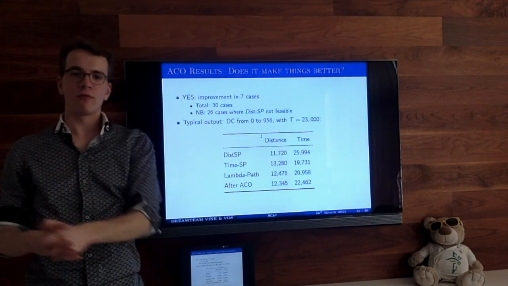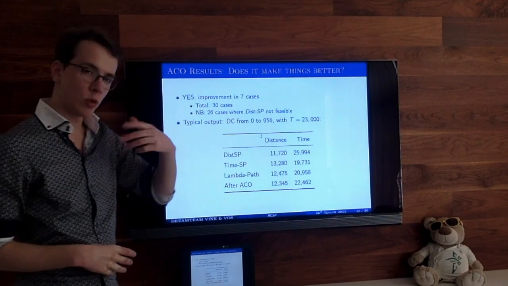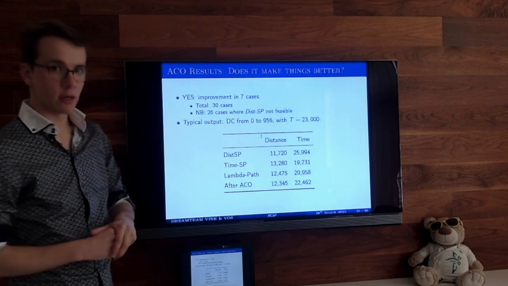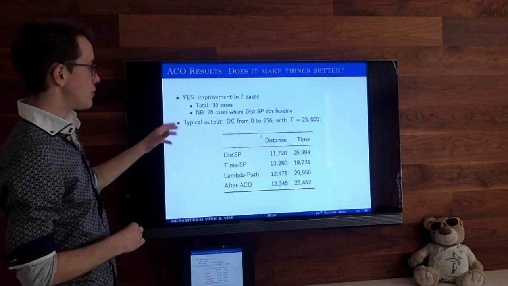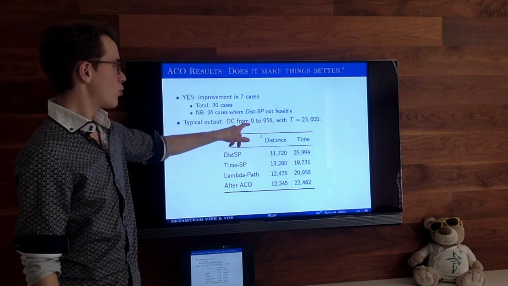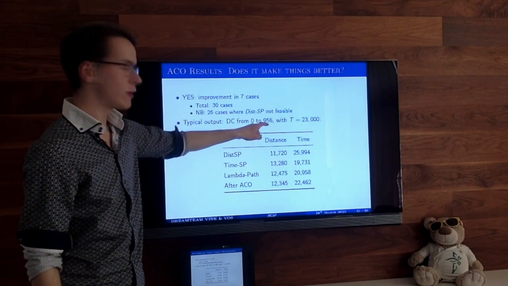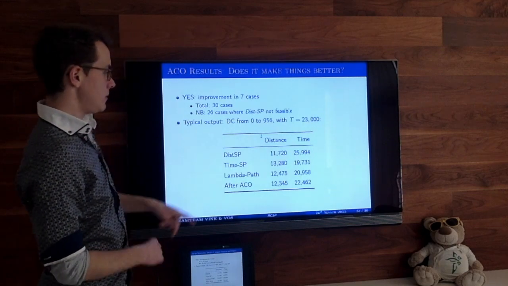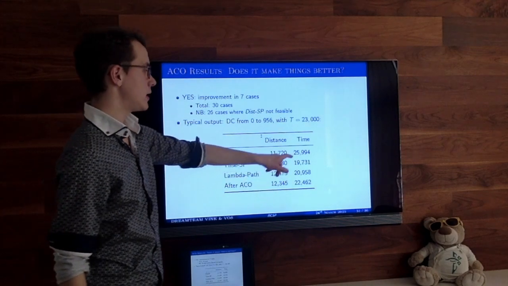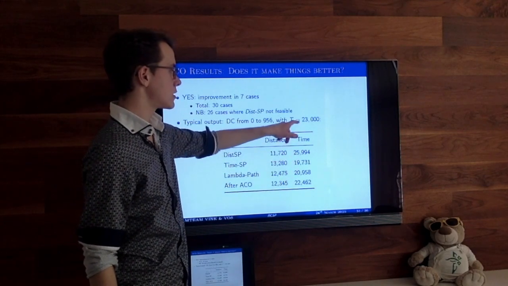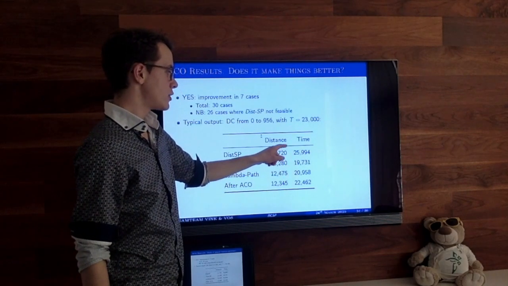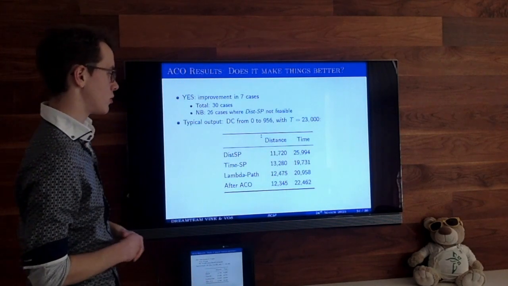Okay, so it's all very nice and dandy, but the question may arise, does ACO indeed make things better? Yes, it does. For example, a typical output is the one from Washington DC, where we go from node 0 to node 956. What we see, the distance shortest path is 11,700, but it vastly exceeds the time, because the time is 23,000 and the time limit is 25,000, so it goes over it.